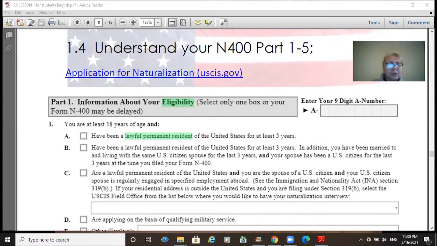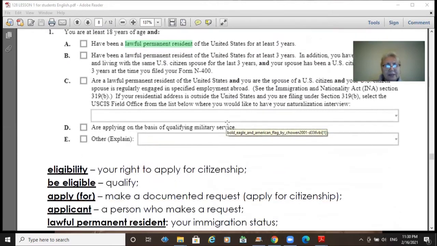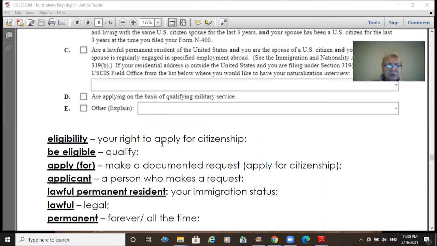So part number 1 is information about your eligibility. The words that you see in green will be explained under the picture of the part, and the explanations are in English. But please remember, the officer is not going to ask you to clarify these words. They're not going to ask you for the meanings of the terms. These are provided for you just for better understanding.